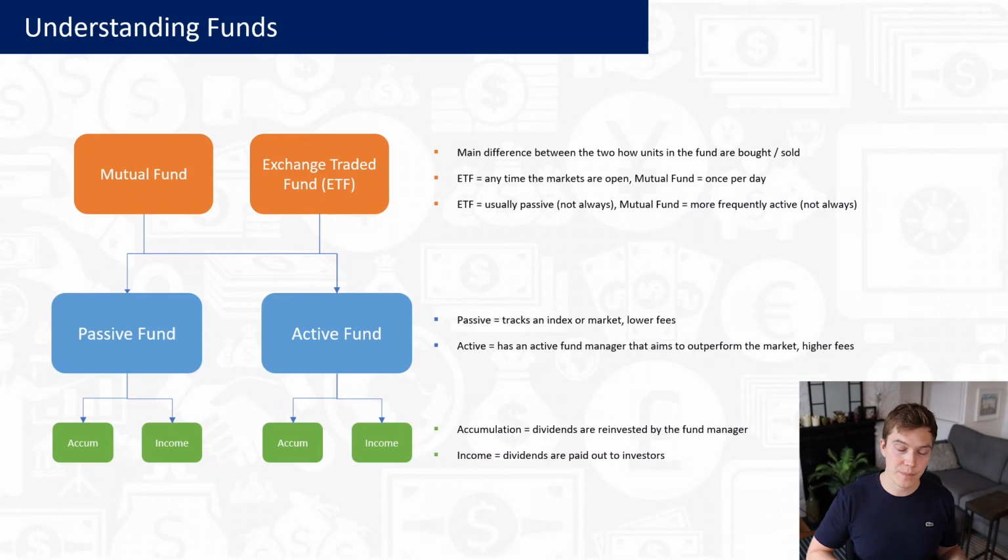Now, mutual funds are more commonly active, so they've got an active fund manager, whereas an exchange traded fund is more commonly a passive fund. So with exchange traded funds, the fees are typically very, very low, and with mutual funds, the fees, because they're usually active, are higher. But that's not the case for all of them. You can get mutual funds that are passive that have very low fees, and you can get exchange traded funds that have higher fees.